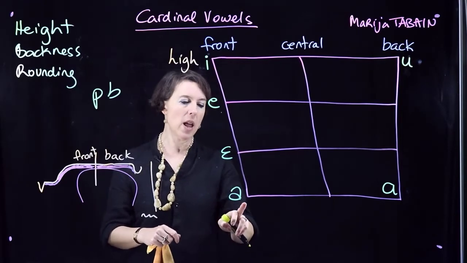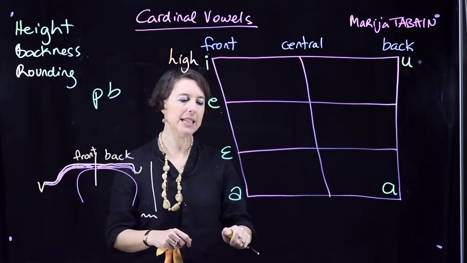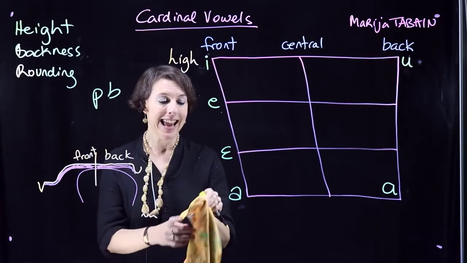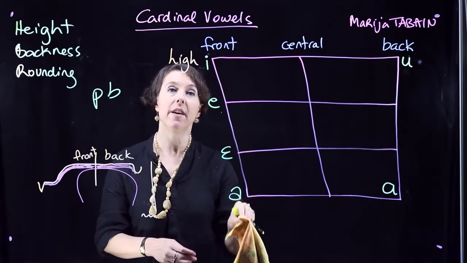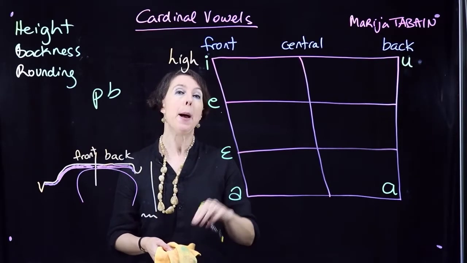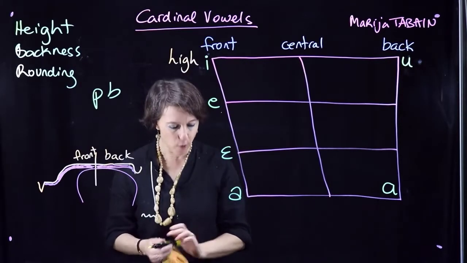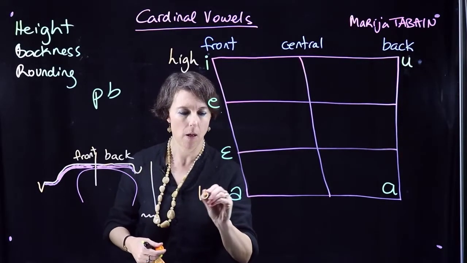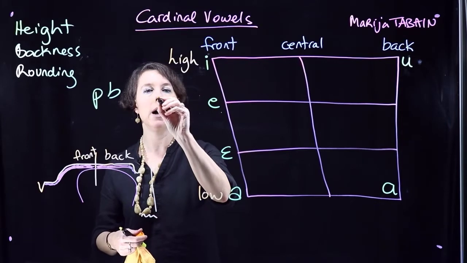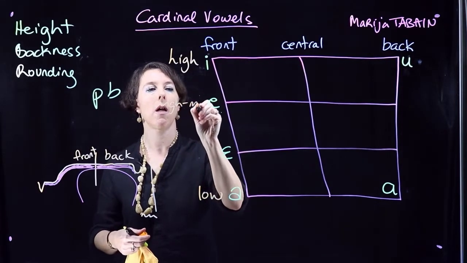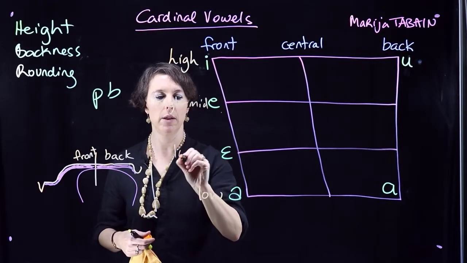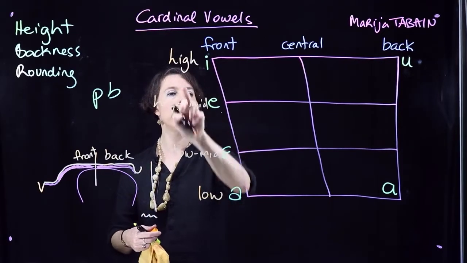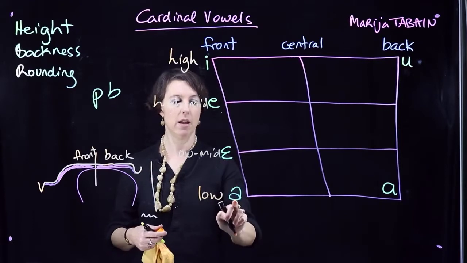The low front vowel is actually not very common in the world's languages. The one that's written like this is not a common vowel, but it is cardinal vowel 4, the low front vowel. So this is low, this was high mid, and this here was low mid. So this was cardinal vowel 1, 2, 3, 4.